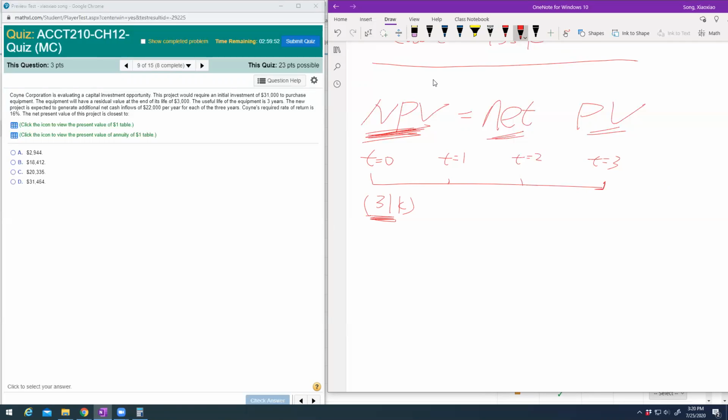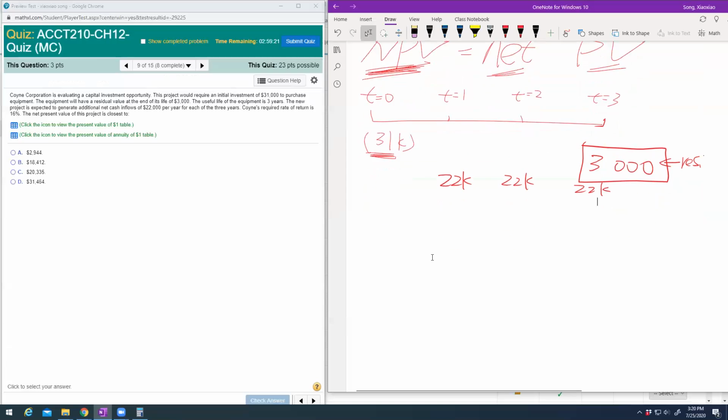So at the end of the year, I'll put the number first. You have a residual of 3,000. I put the number here. It's the cash inflow. This is your residual. And then every year, used for 3 years, the new project generates additional net cash flow. So every year you will also have 22,000, right? You will have this rate of returns. So how do we get this one?